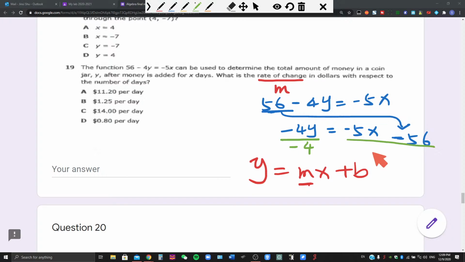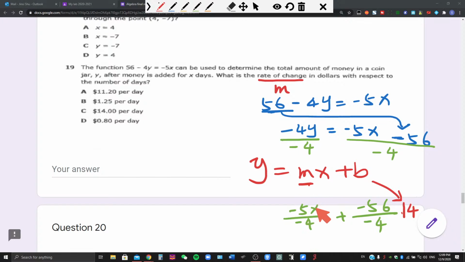And also do the same thing. After you do this, you have just 1y, and on the other side you have negative 5x over negative 4, and negative 56 divided by negative 4. If we just do the division, you will see b will be how much? 56 divided by 4. B will be 14. Okay, this will be 14. That means B is 14.